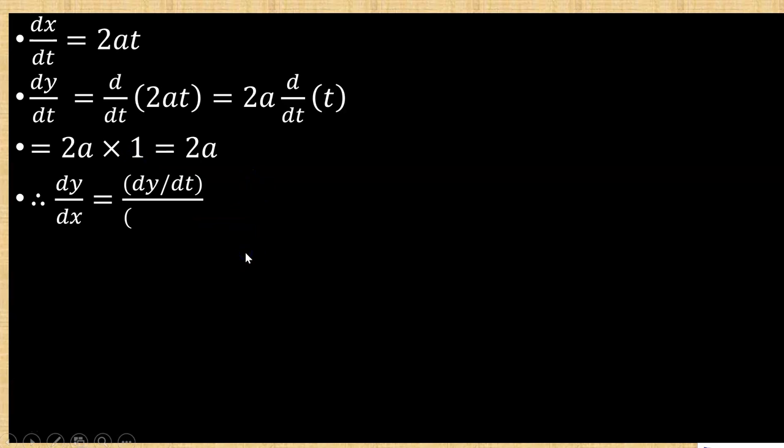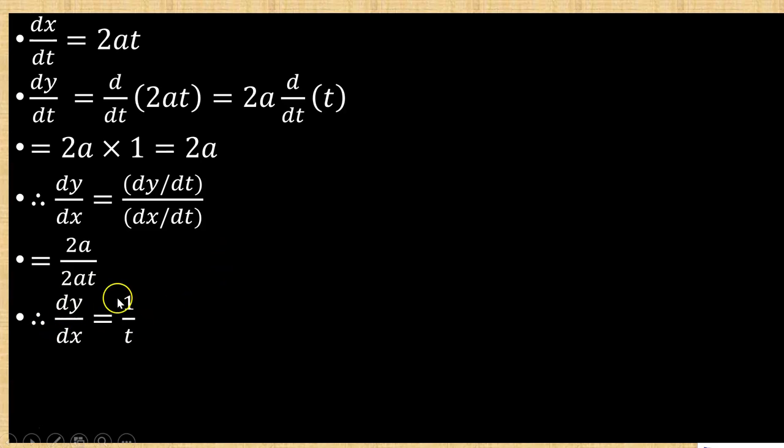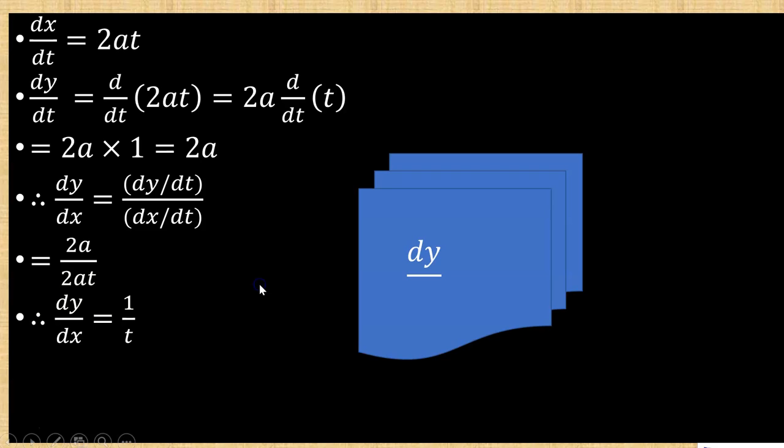Therefore dy/dx is equal to dy/dt upon dx/dt, that is 2a upon 2at. 2a and 2a get cancelled. You will get 1/t. dy/dx is equal to 1/t. This is the answer.